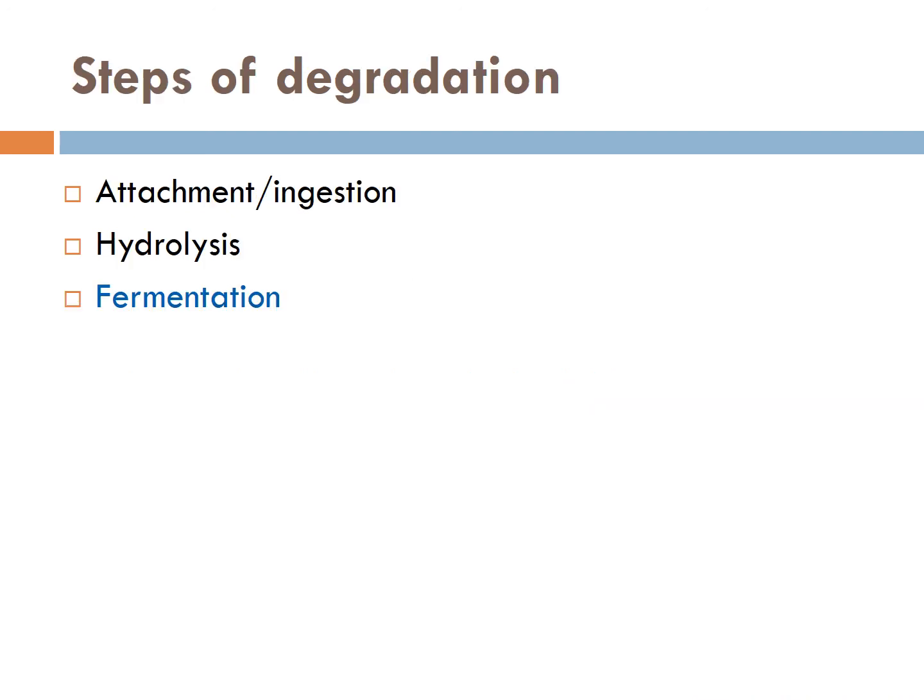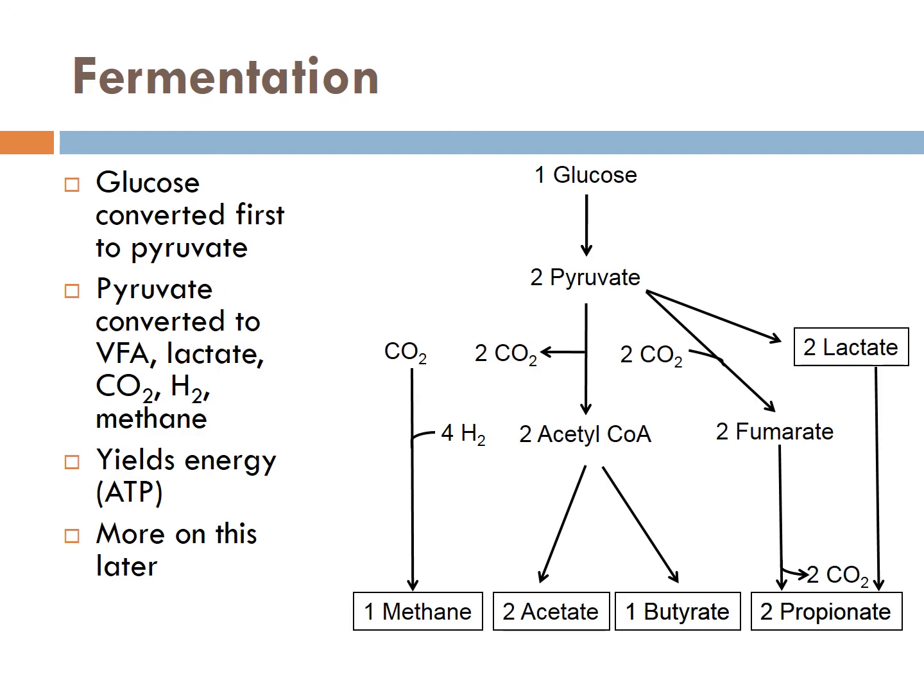Our last step of degradation is fermentation. We'll very briefly cover it today, because a future set of lectures on energy metabolism will discuss fermentation pathways in great detail. During fermentation, glucose is converted first to pyruvate. Pyruvate is then subsequently converted to the VFA, acetate, butyrate, and propionate. It's also converted to lactate, CO2, hydrogen, and methane. Fermentation yields ATP, which is used to fuel microbial growth. And as I mentioned, we'll talk much more about this later.